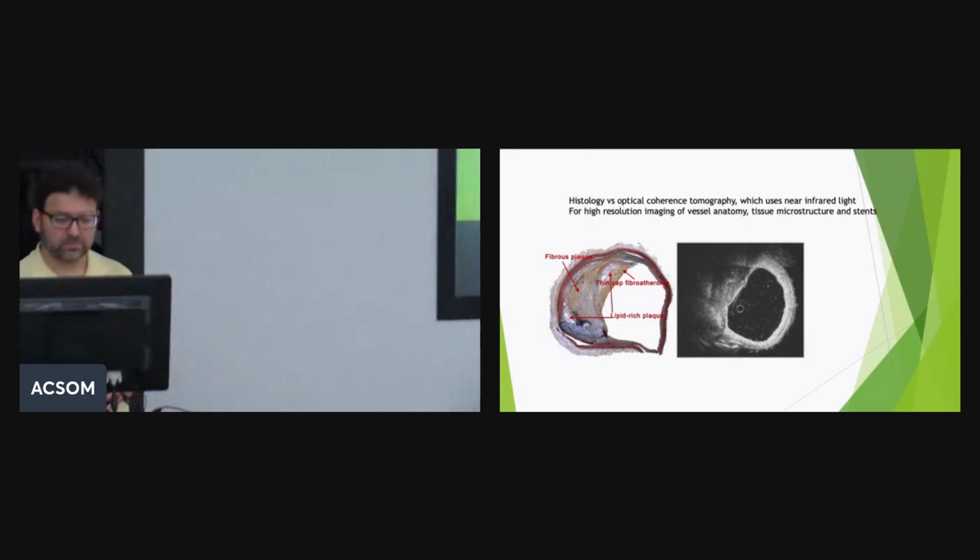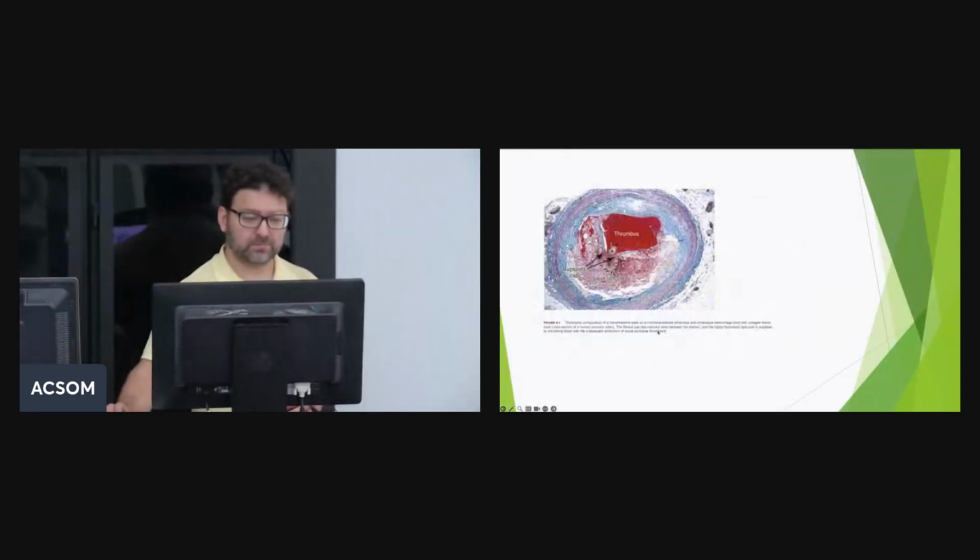Okay? This plaque has not ruptured yet. This plaque has ruptured. Here's the same lipid-rich core. Here's the thin cap. At the site of the rupture is what we call the neck.